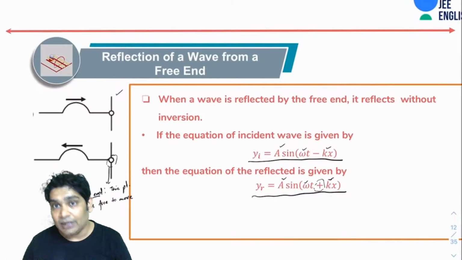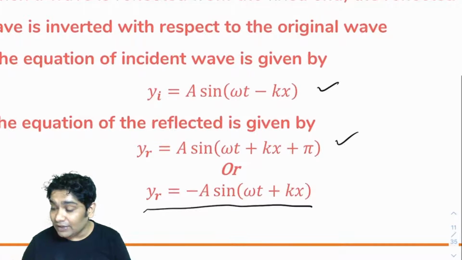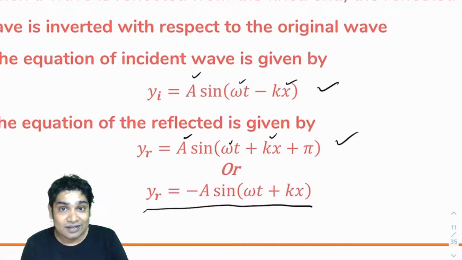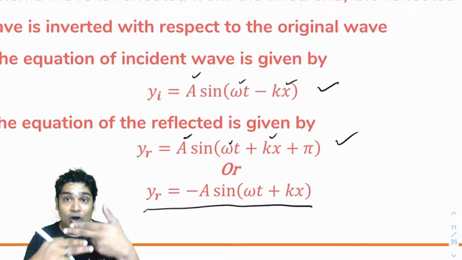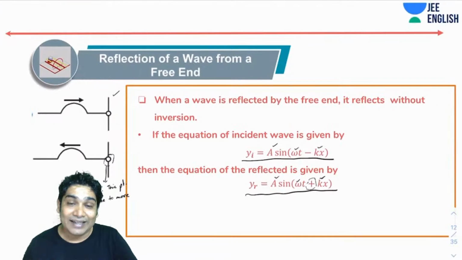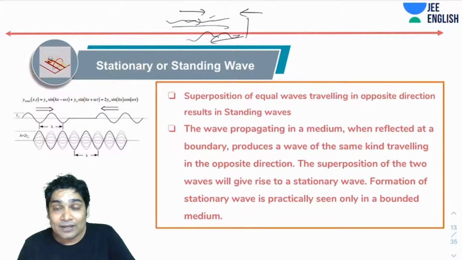Similarly, even if you see the wave reflected from a rigid end, the incident wave and the reflected wave have the same amplitude, the same omega, and the same wavelength. They are just traveling in opposite directions. They may have a phase difference, but the omega, the A, the K all remain the same, and the direction of propagation is opposite. This is how you practically get two waves traveling in opposite directions which have everything equal. So superposition of equal waves traveling in opposite directions results in standing waves.